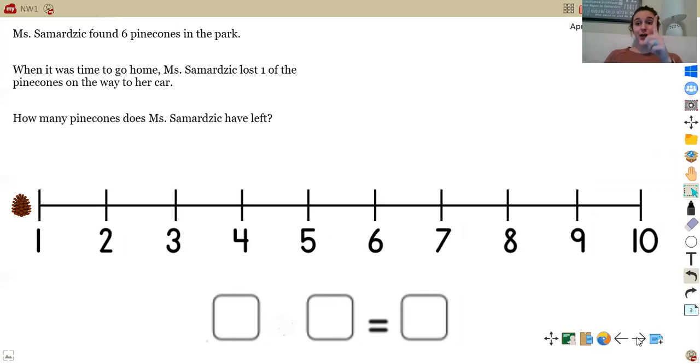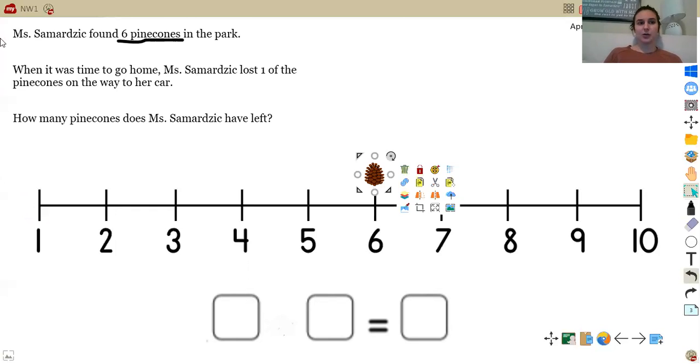So remember, our first step in our number line is to make sure that our object is where it belongs. So let's reread our problem. Miss Samajich found 6 pine cones. So that tells me right there that I need to move my pine cone to number 6. So that way I know that I found 6 pine cones in the park.